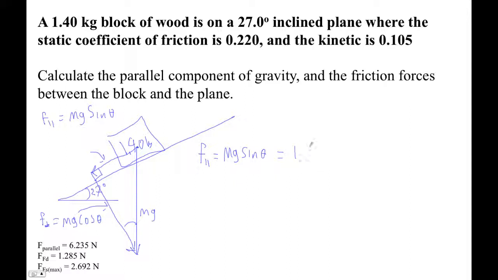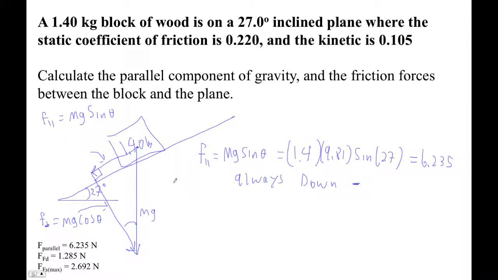So this is 1.4 times 9.81 times sine of 27. So let's bust that out. 1.4 times 9.81 times sine of 27. Boom, 6.235. This thing acts always down the plane. It's always there, it's always down the plane. We'll always make it negative.